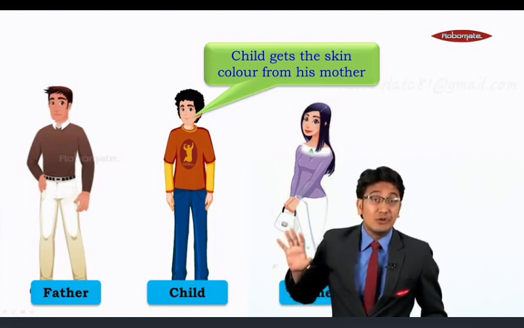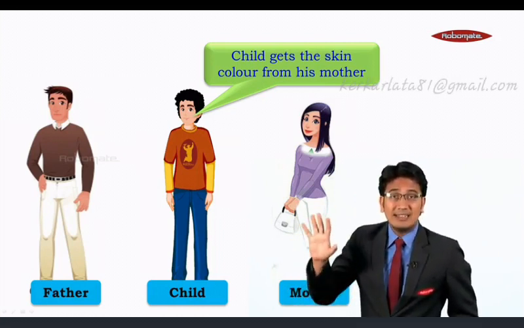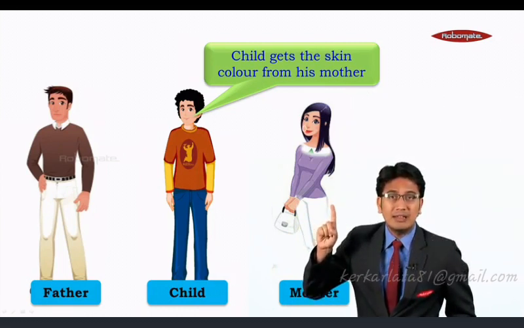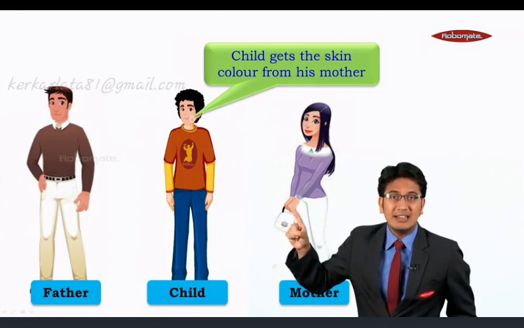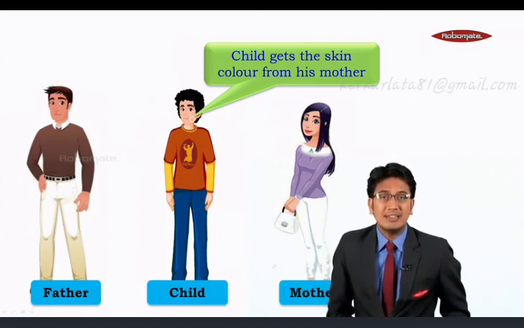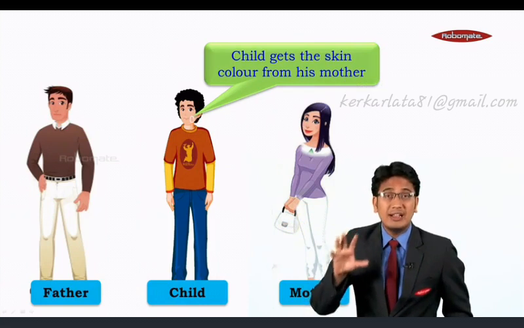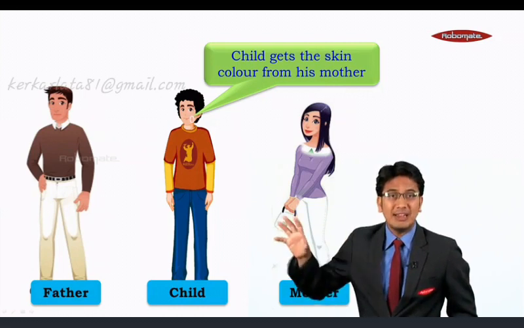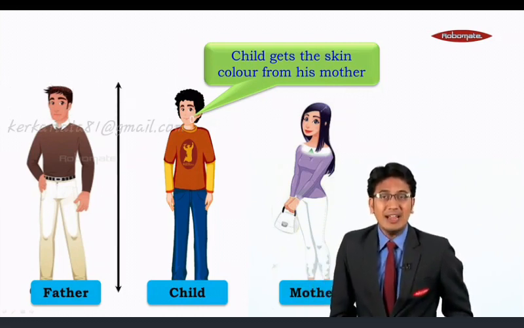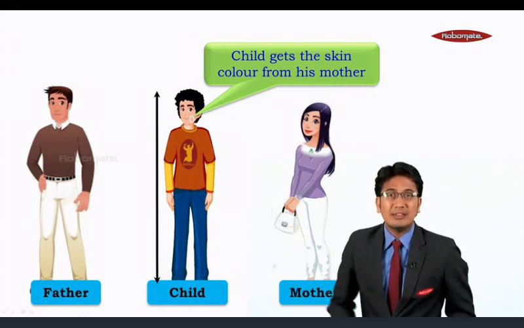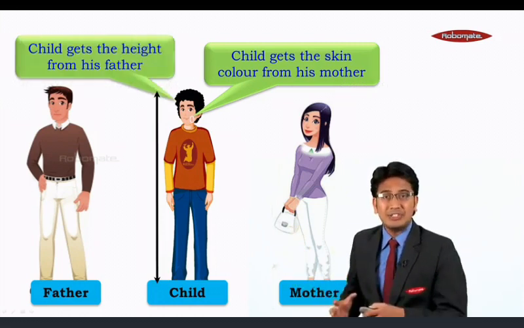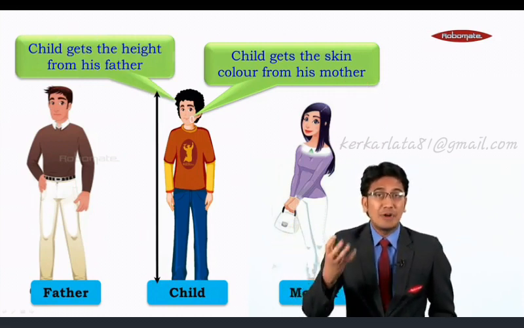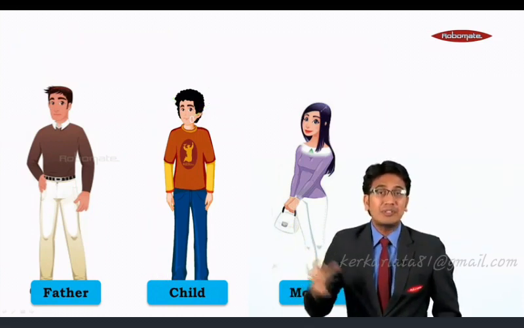This child, if you look at him, is getting the skin color from his mother. You can see the skin color of the mother, and this skin color is going to the child. So the character of skin color is passing from the mother to the child. And this child has the same height as his father. So we can say the child gets the height from his father. So this child gets the skin color from his mother and the height from his father.